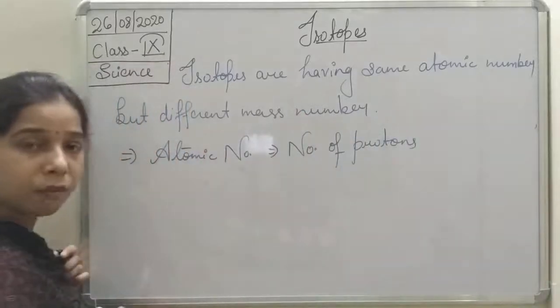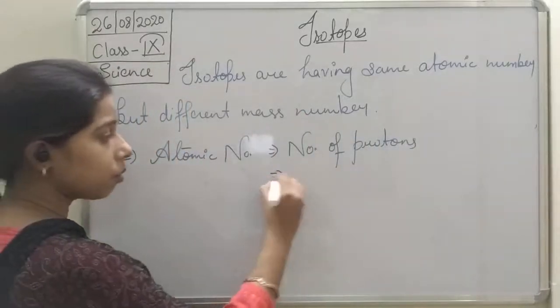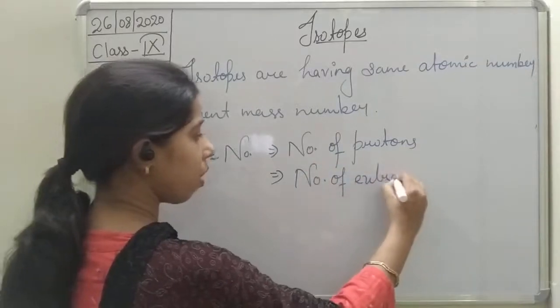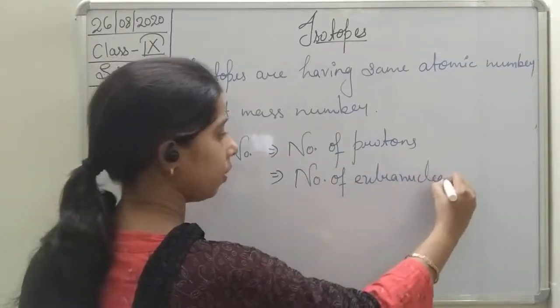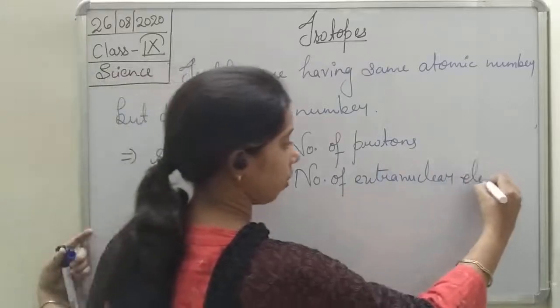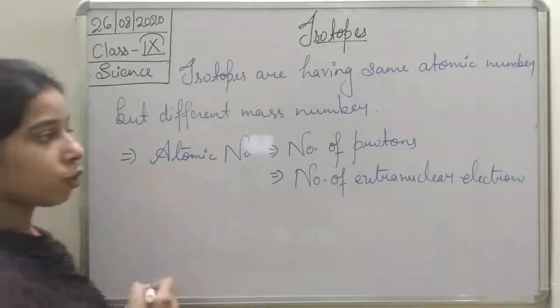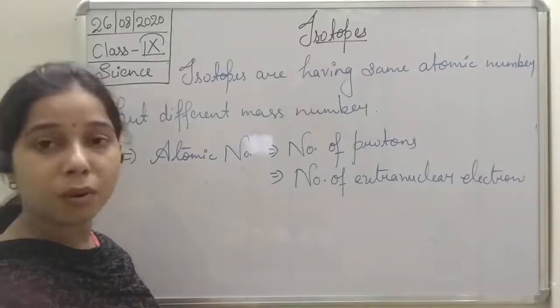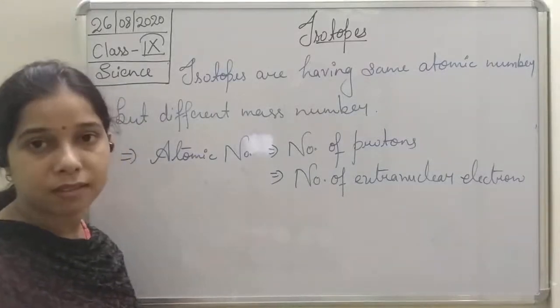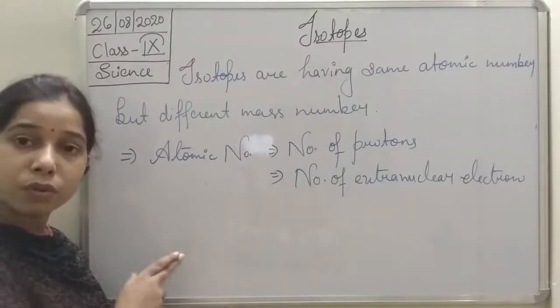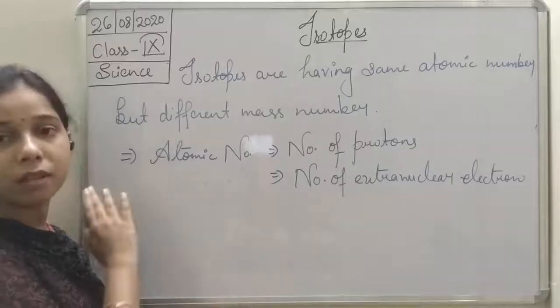That is equal to the number of protons. Now, atomic number is also equal to the number of extranuclear electrons present around the shell. So the number of protons is there and the number of extranuclear electrons is there. Okay, so we can say the number of protons is equal to the number of electrons is equal to the atomic number.